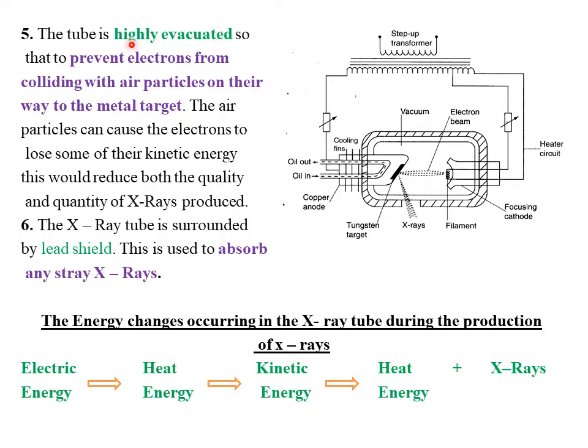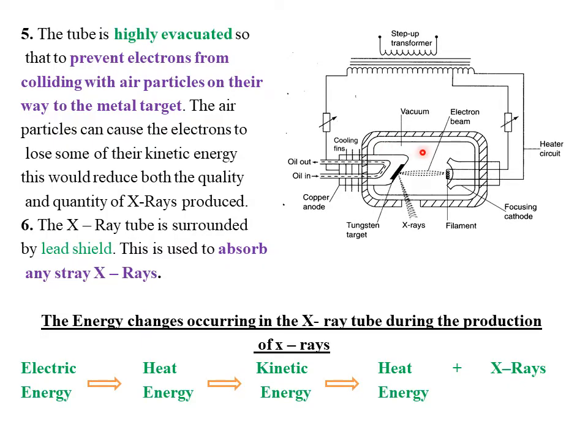Then lastly, we look at how other features enhance the working of this X-ray tube. So we are saying that the tube is highly evacuated. To evacuate is simply to create a vacuum, or simply to drive away any material medium within the tube, such as air. So the tube is highly evacuated so as to prevent electrons from colliding with air particles on their way to the metal target. So you can see we have a vacuum inside here.